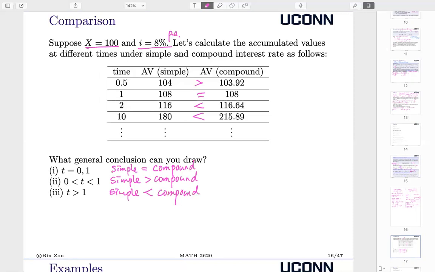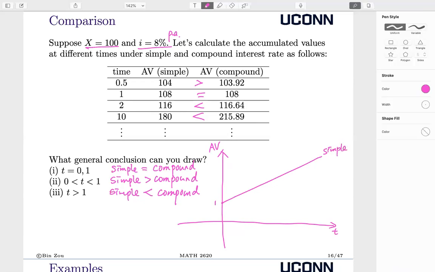So now, for us to better understand this result, let me draw a graph. Okay. So let's say here's, well, let's just do 1. Okay. So to make things slightly easy, let's say the principal is 1. Y-axis is AV value. X-axis is time. This we already know, right? This is simple interest rate.